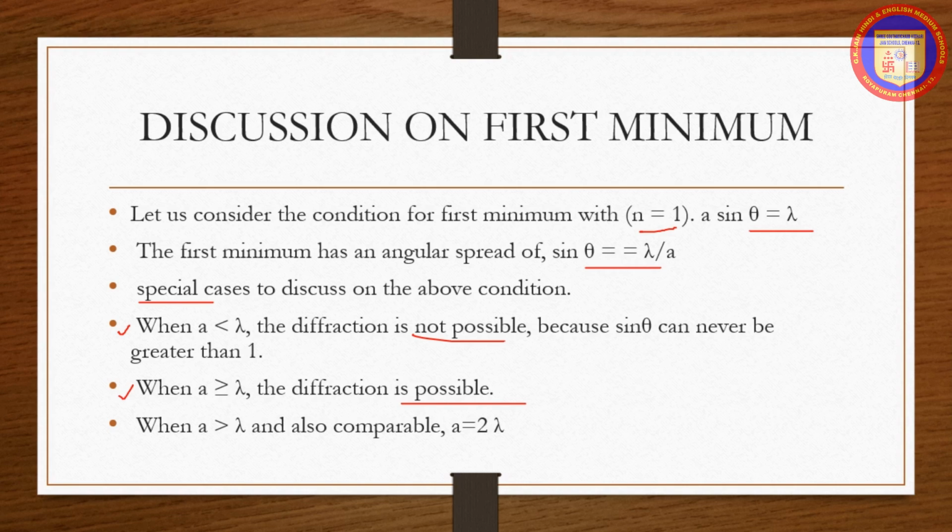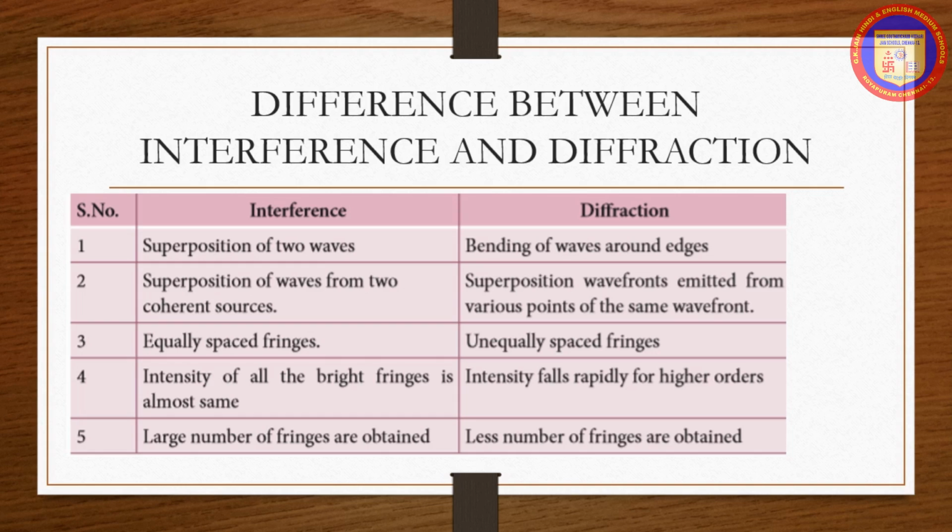And also comparable, say A is equal to 2 lambda, we'll get sin theta is equal to 1 by 2. Then theta equal to 30 degree. These are practical cases where diffraction could be observed effectively. Next, we'll go into difference between interference and diffraction.